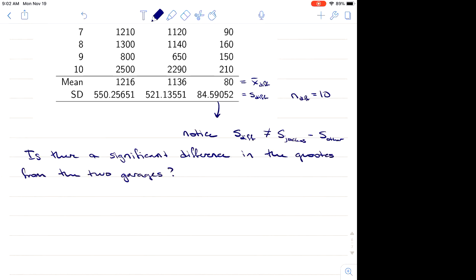So that's what we want to know. It gets a little wordy, right? Because we want to know if there's a difference between the quotes. And so to do that, we analyze the mean of the differences, right? But it's all contextual. So we have to keep track of all these differences. Okay.